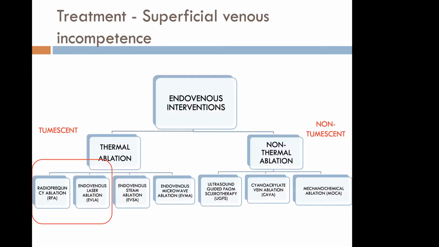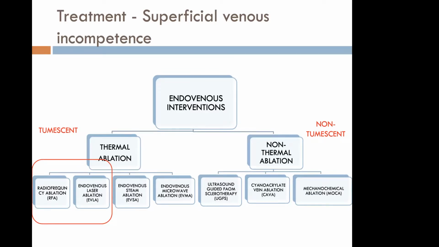So what we'd offer patients now is these endovenous interventions. These endovenous interventions are either thermal modes, and the most widely used are the radiofrequency ablation or endovenous laser ablation. But you do get others, but their effectiveness has not been well proven, like your endovenous steam ablation, endovenous microwave ablation. Now, these require tumescent.